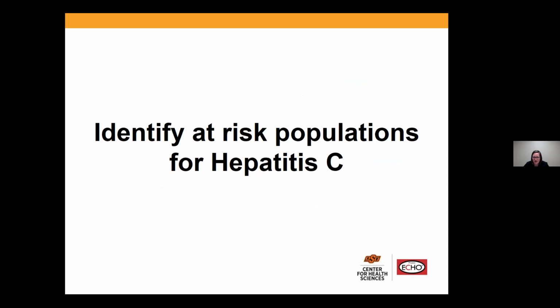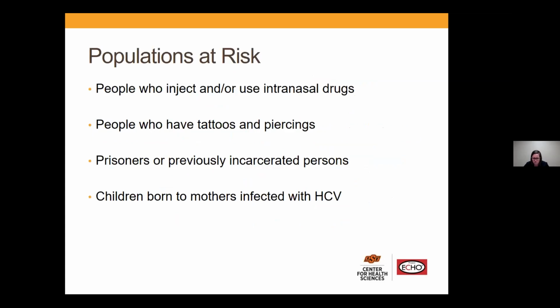Identifying at-risk populations for hepatitis C. It's a bloodborne infection, so you can think about all the things that might cause infection with hepatitis C in the blood. Those who inject or use intranasal drugs, so even one time when you're asking a patient, have you ever even used one time? People who have tattoos or piercings, especially those that are from an unregulated environment, so a friend or in prison is a big one. Prisoners in general or previously incarcerated persons are considered at risk.